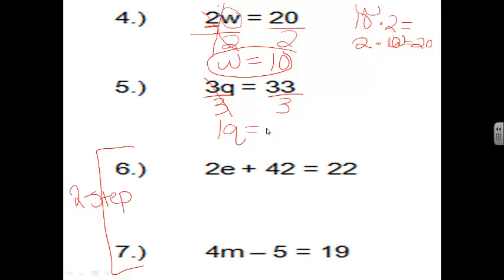Okay, 33 divided by 3 is? 11. 11, so q equals 11. Okay, easy. 3 times 11 gives you 33. Check yourself. Okay, now two-step.